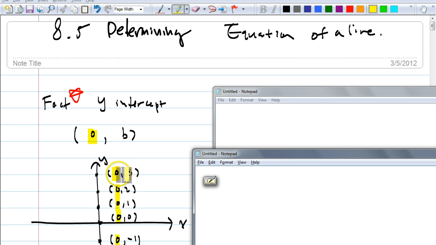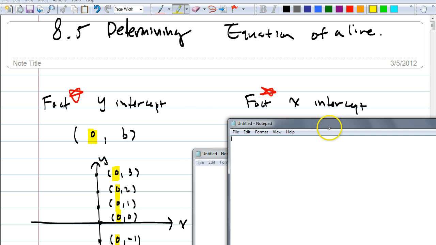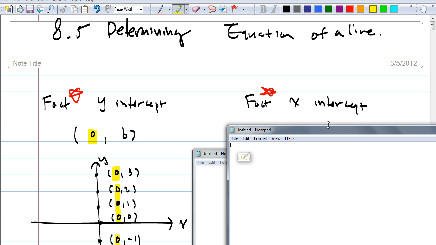Remember how we plot these points? We start at the origin, right? You go left or right first, right? If you move left or right, will you be able to be on the y-axis? No. You have to stay on the y-axis. In order to do that, the x-coordinate has to be 0, right? Does that make sense? Okay, then if that's true, what do you know about the x-intercept?